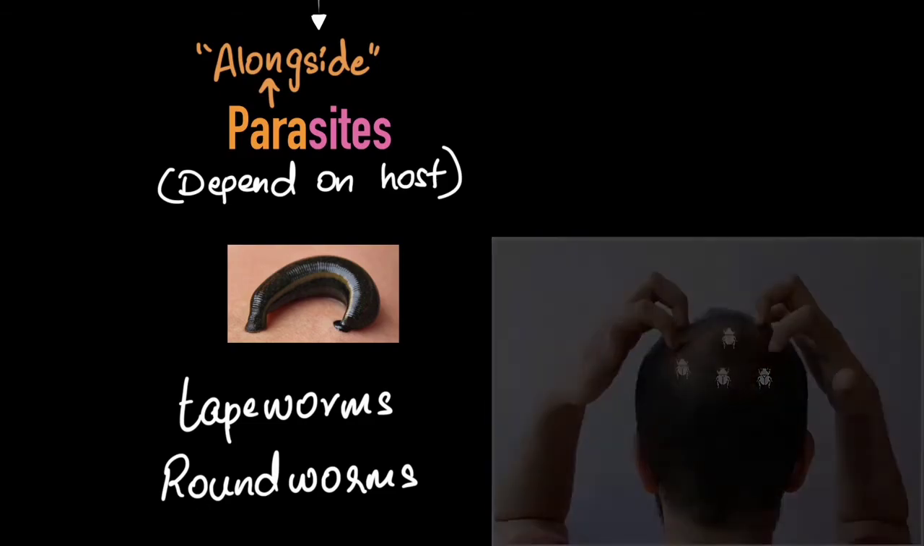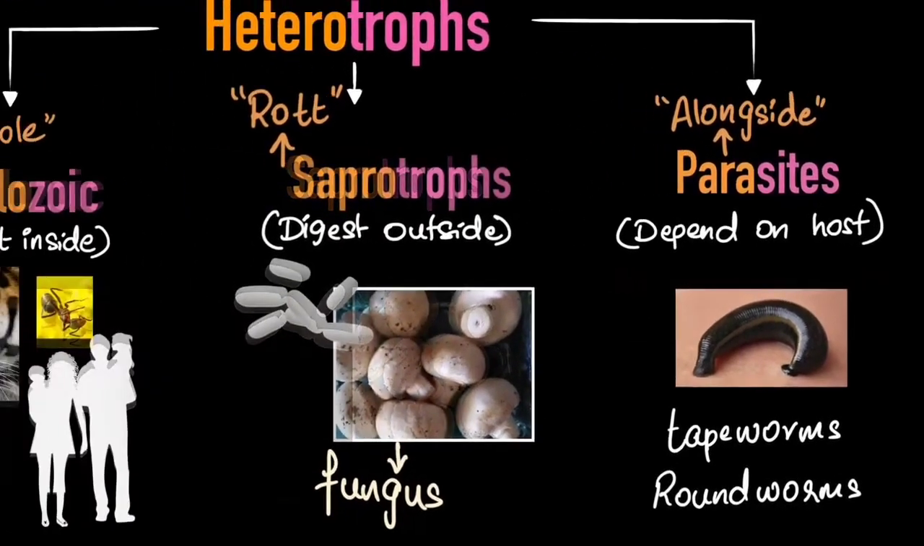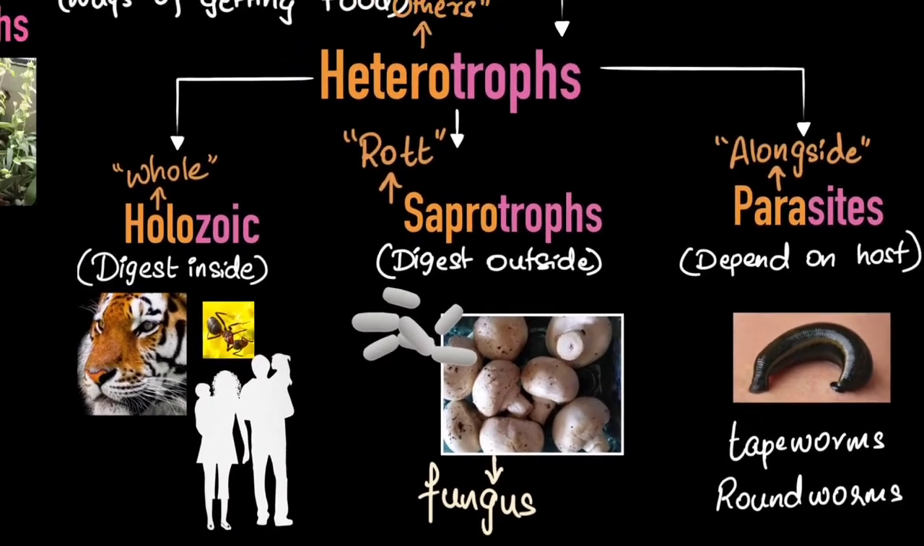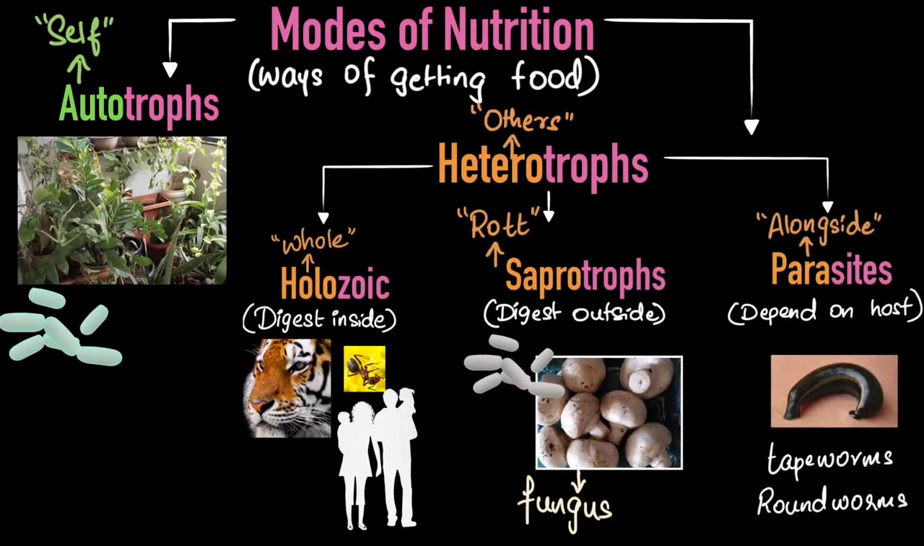Anyways, that's pretty much it. So let's quickly look at what we learned. There are two basic kinds of living beings: autotrophs, who generate the food themselves using the energy from the surroundings, and the heterotrophs, who can't produce their own food, so they eat others. Then based on how you digest the food, heterotrophs can be further classified as holozoic, if you take the whole food inside and digest it inside your body.